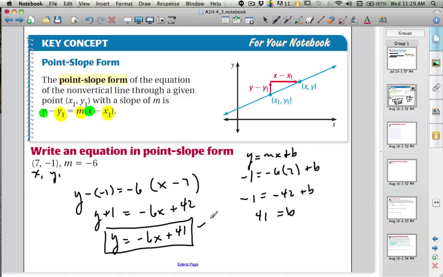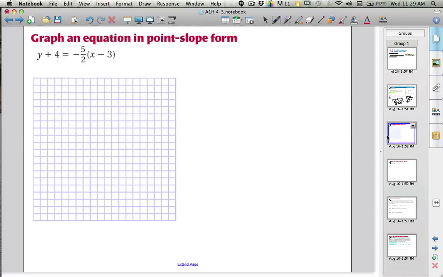The nice part about this is it finishes in y equals mx plus b format. So it finishes in my standard equation for a linear equation, and I don't have to go back and rewrite it by knowing that b was 41 and slope was -6. I don't have to do that. If I want to graph something in point-slope form, I could do that a number of different ways. But for right now, I can get the slope and the point from that.